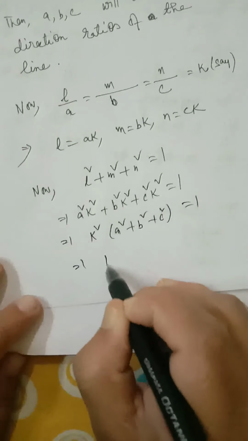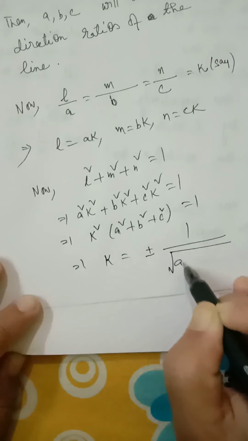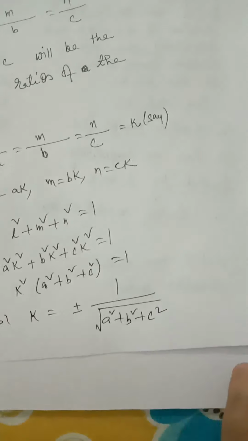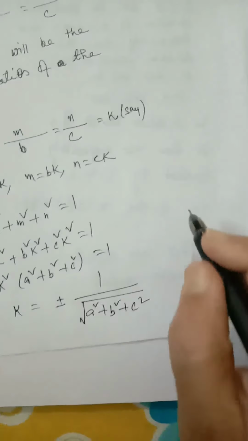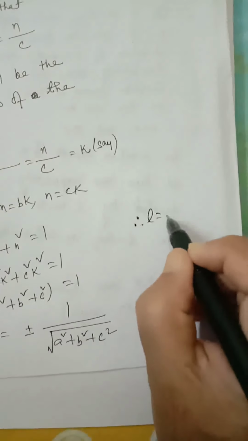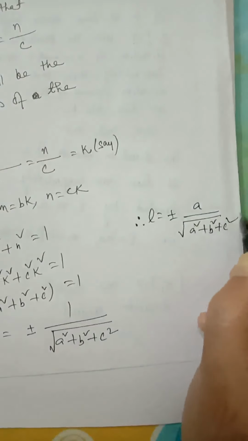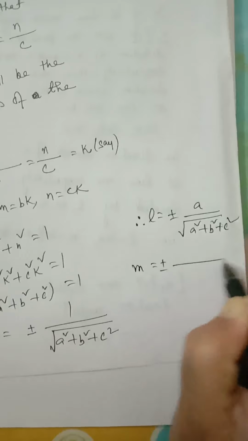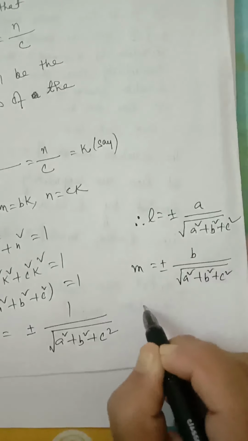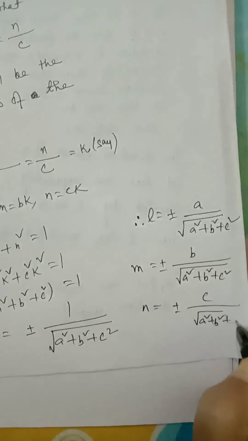So k equal to plus minus 1 by root over a square plus b square plus c square. Now, we can see l equal to ak, so l will be plus minus a by root over a square plus b square plus c square. m equal to plus minus b by root over a square plus b square plus c square, and n equal to plus minus c by root over a square plus b square plus c square.